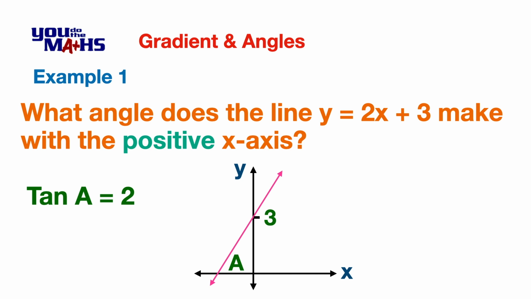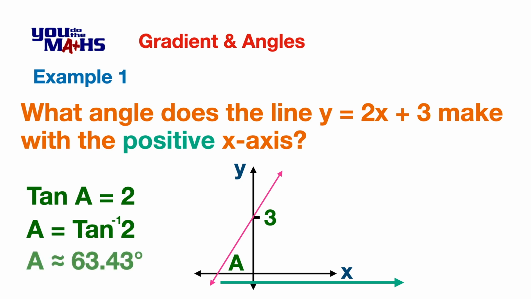In other words, if we head in that direction on the x-axis, we head towards the positive numbers. And we can see that there with that green arrow. So the angle is on the right-hand side. So tangent of A is equal to 2 because that's the gradient. Now what we need to do is solve that equation. And we do that by using inverse tan. So the angle is equal to tan to the negative 1, or inverse tan of 2. And when we solve that in a calculator, we get that the angle is approximately equal to 63.43 degrees.